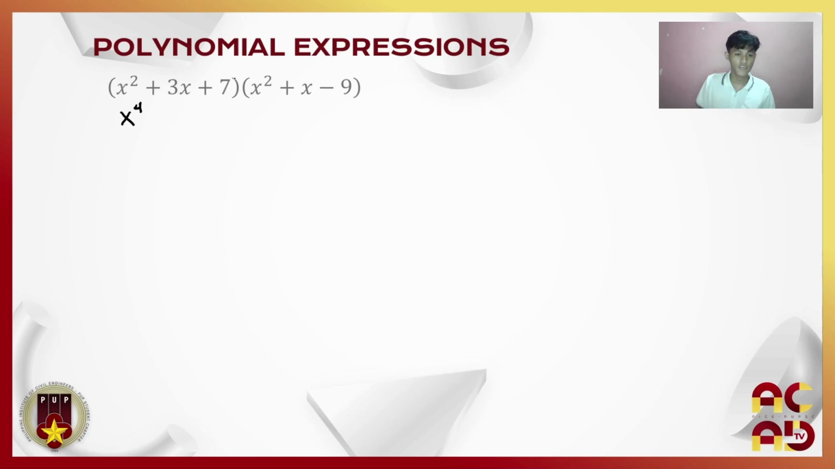Then, x squared times positive x is equal to positive x cubed. And then, x squared times negative 9, we have negative 9x squared. And then, in the second term, 3x times x squared, we have positive 3x cubed. So, we'll put it down here so it's easier to combine like terms later.